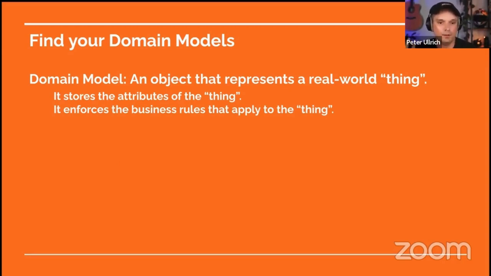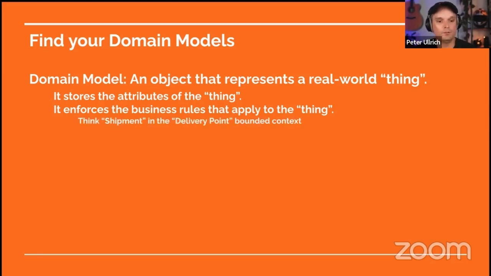If you think about a delivery, for example, the delivery domain model will contain all the attributes that are needed for the delivery, like the recipient address, the scheduled date, the scheduled time frame, the delivery driver, these kinds of things. And it also enforces the business rules that apply. A delivery, for example, can't be scheduled unless we have a driver for it. That would be a business rule that this domain model enforces. If you want to change that stuff, you have to go through that domain model and it will check for itself whether the rules are complied with or not.